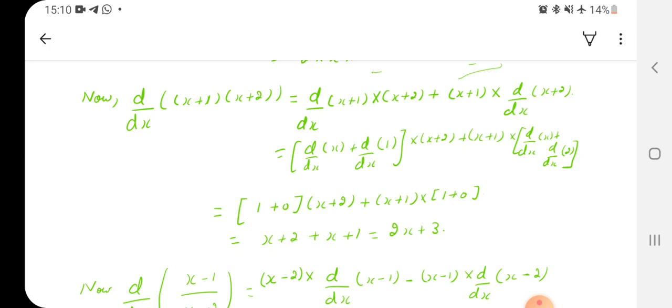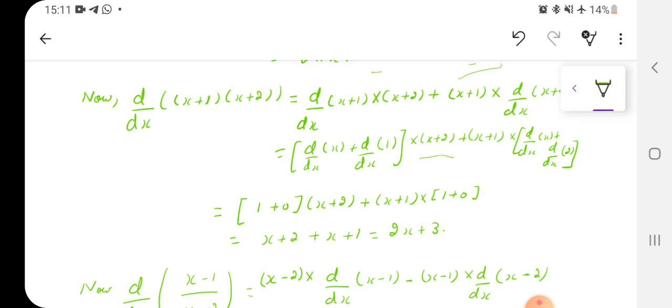Now as the algebra says, derivative of u plus v will be equal to derivative of u plus derivative of v. So derivative of x plus 1 will be derivative of x plus derivative of 1. So derivative of x will be 1 and derivative of 1 will be 0 because all the constants have derivative 0, and x plus 2 as it is.